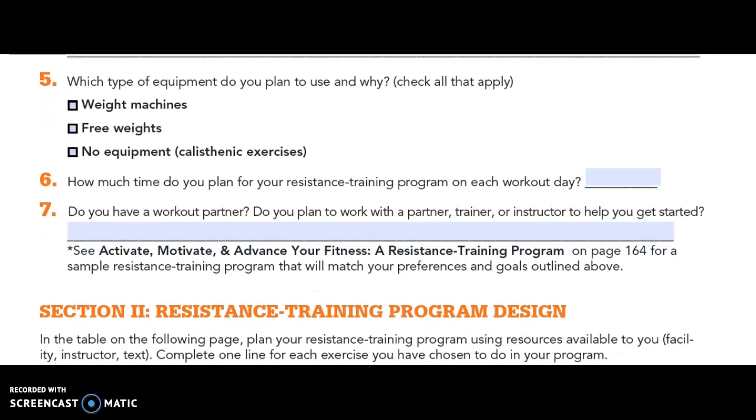The next thing is, do I want to use weight machines, free weights, or no equipment? There is a great way to get in shape doing solely body weight exercises. If you don't belong to a gym, or you don't have time to come to school to use our gym, then you can certainly get a good workout at home doing certain body weight exercises. So don't think that you need to join a gym or do fancy fitness programs for that.